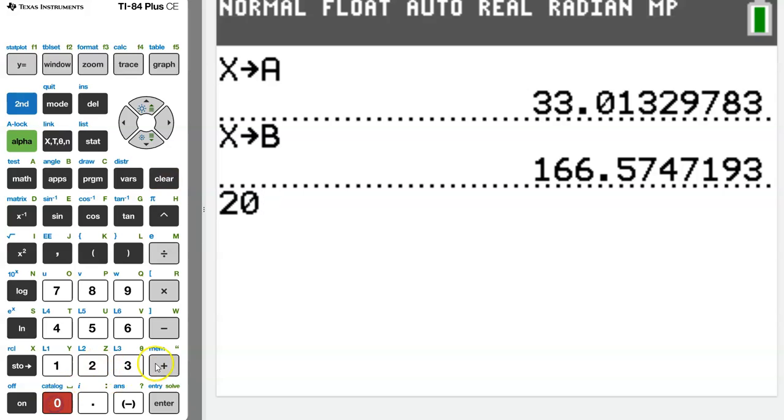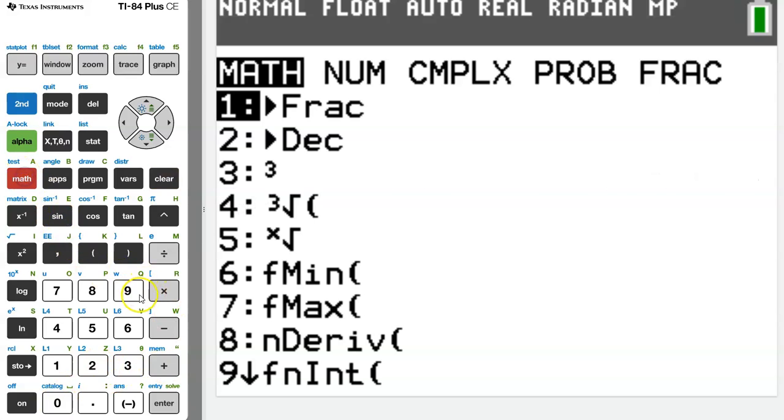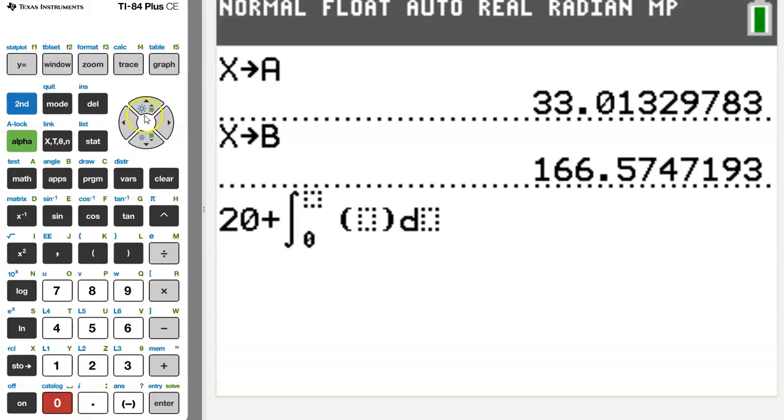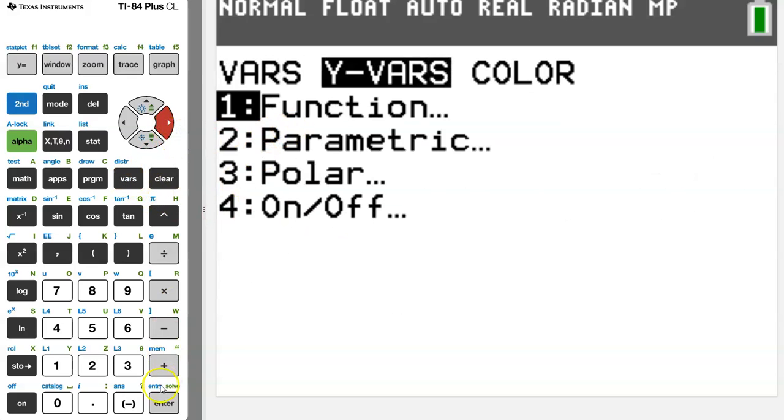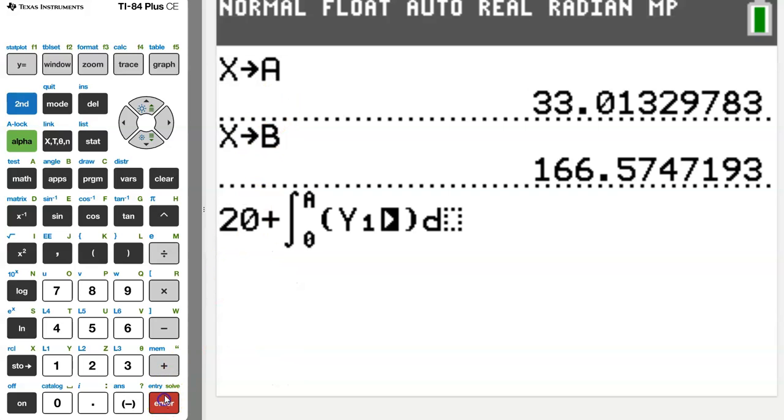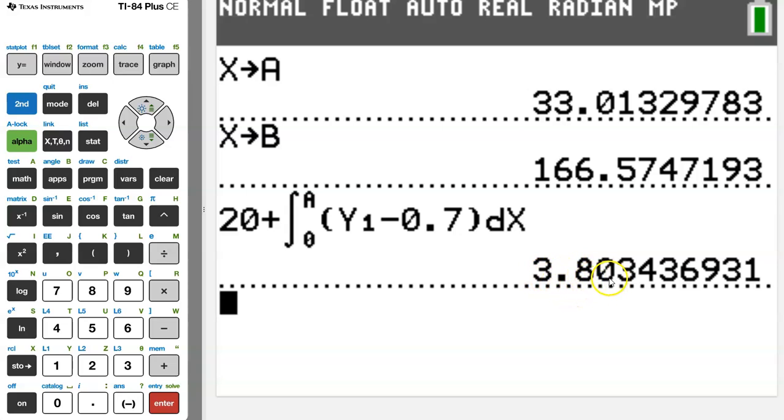So let's type 20 plus. For integral, we do math 9. We want to integrate from 0 to a, so alpha a. And then for the rate in, that's y1. We will type vars, y-vars, enter, and just hit enter for y1. We could do minus y2, but it's even simpler just to type 0.7. And that's it. 3.803. We were asked to round to the nearest whole person, so we will just put 4.